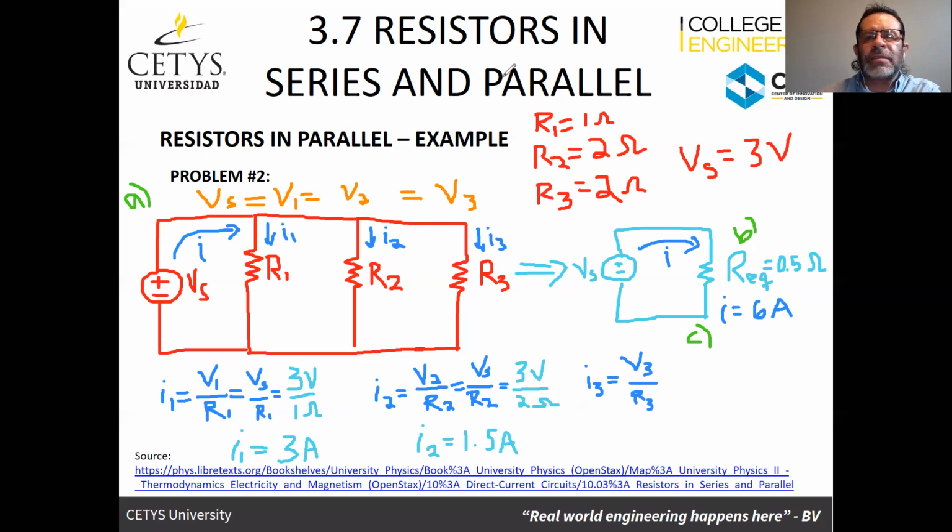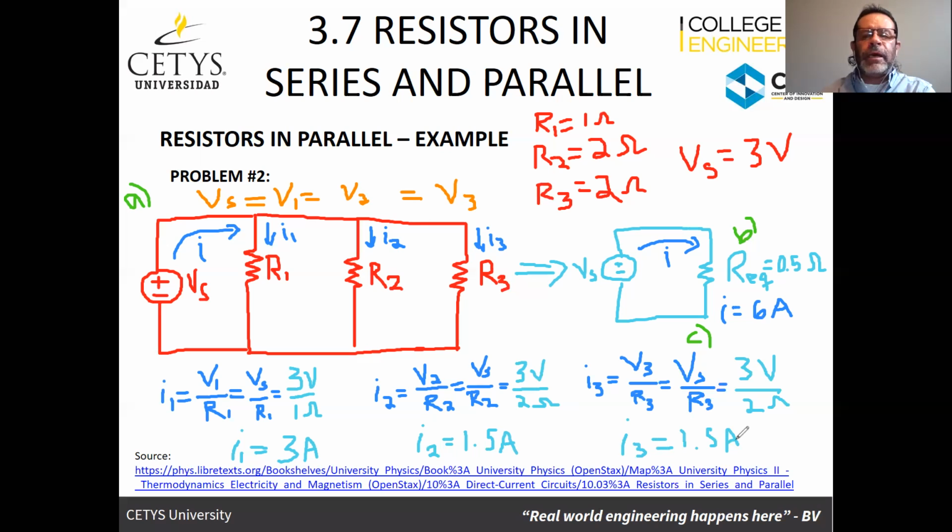And I3 is going to be the same because it's also 2 ohms. So I3 is going to be equal to V3, the same voltage in the source, divided by R3, which is going to be 3 volts divided by 2 ohms. This means that I3 is going to be equal to 1.5 amps.